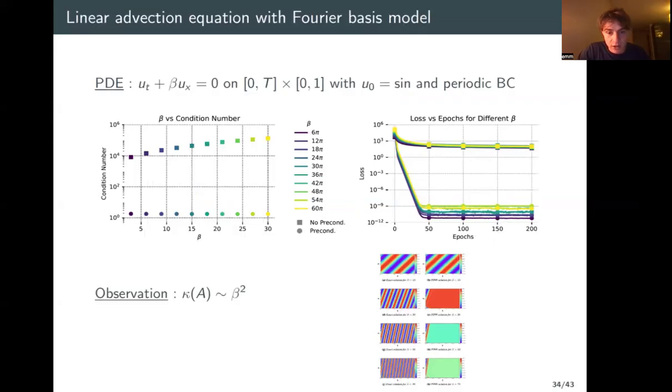Okay, now we can look at another equation. Go back to our linear advection equation that we saw with the same 2D version of the Fourier series, the Fourier feature basis model. And we can see here, in theory and in practice, that the conditioning of our problem depends on beta squared.